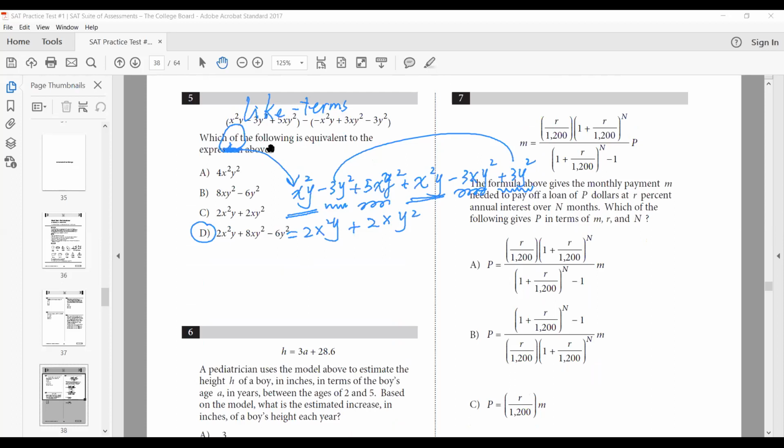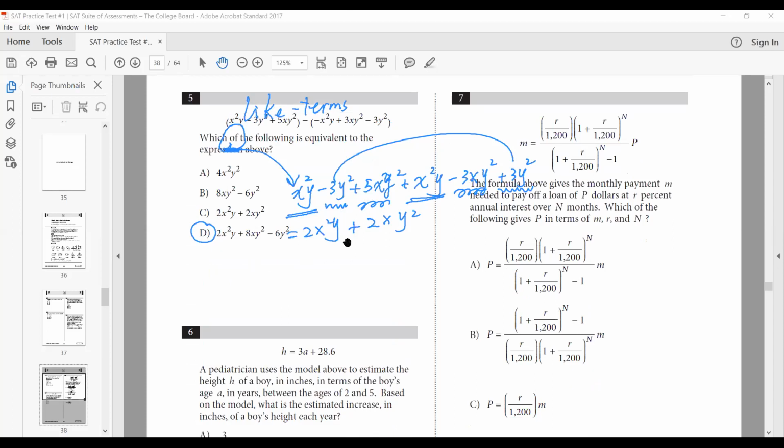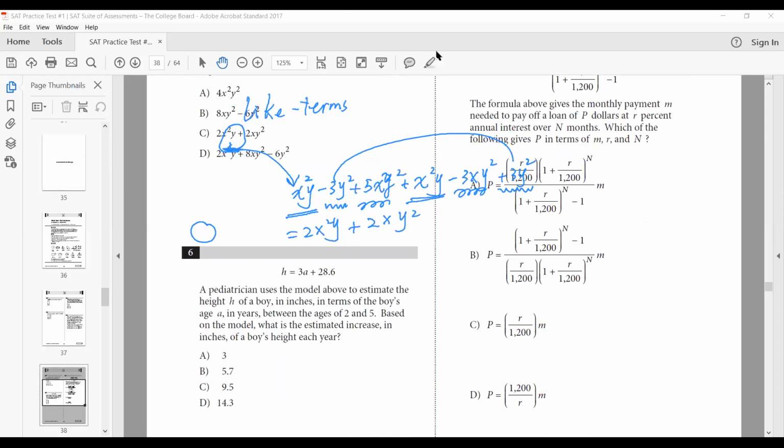Do you guys have questions about like terms? Because when I teach algebra, a lot of people are a little bit confused about like terms. Nope, no answers. So I move on to the next one.